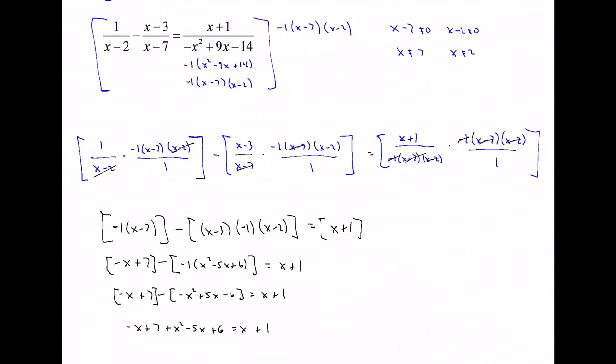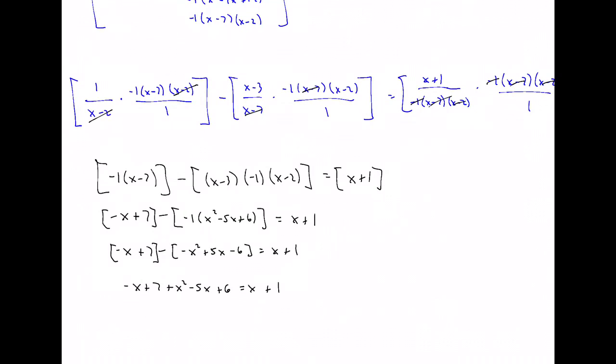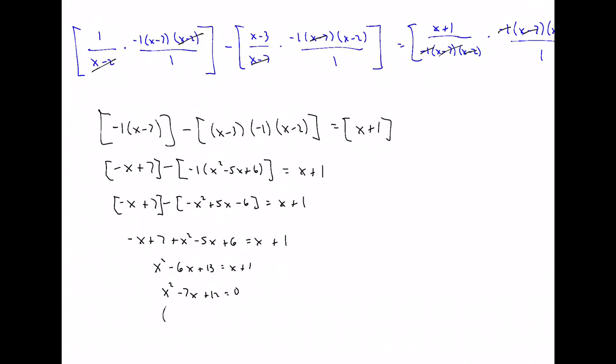And so now we can set it equal to 0. You can see it's a quadratic and we can solve. So if we simplify, we got x squared, we got negative x and negative 5, so that's negative 6x. 7 and 6 is 13. And then subtract the x would give you minus 7x, and subtract the 1 would give you plus 12. And if we can factor it, I'm going to go ahead and factor it. So that looks like we could do x minus 3 and x minus 4. So that'll give us two potential solutions. So that'd be x equals 3 and x equals 4.